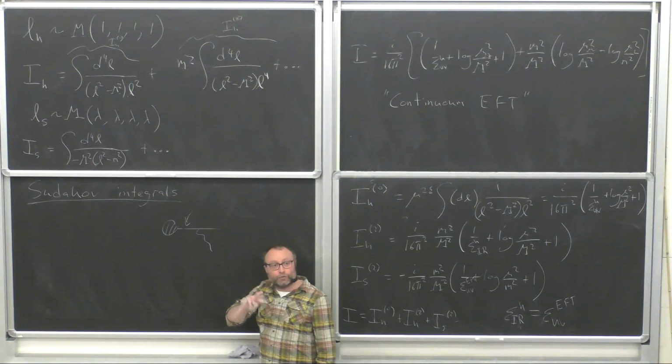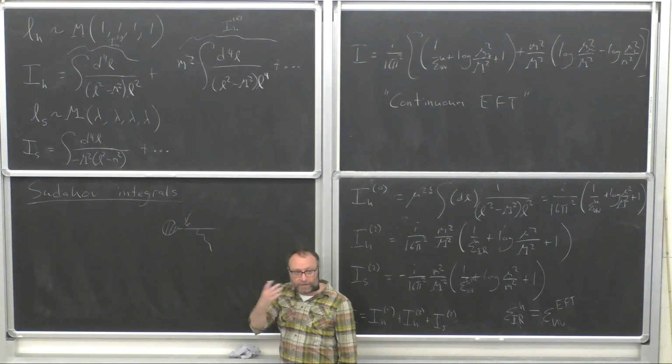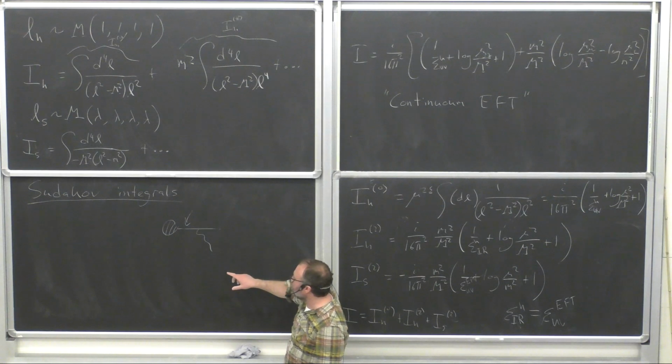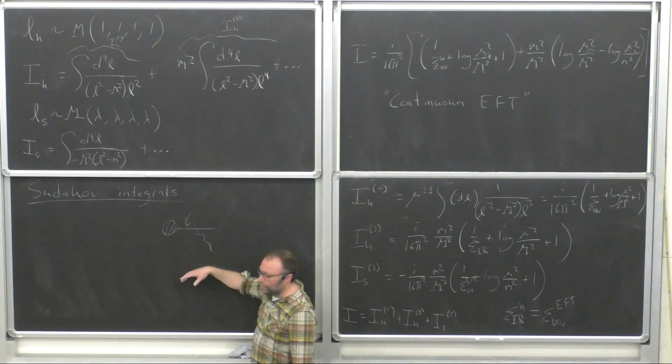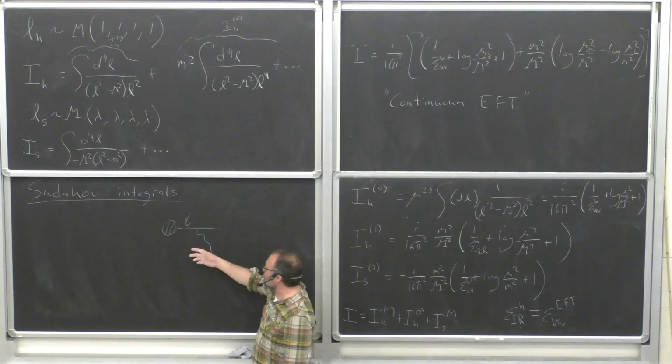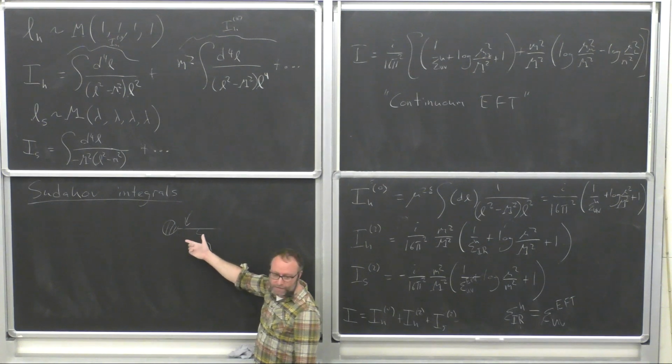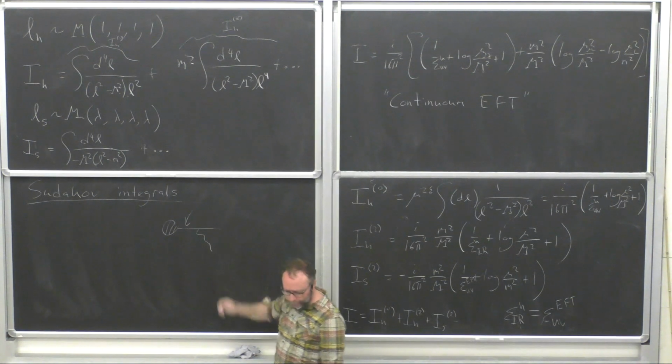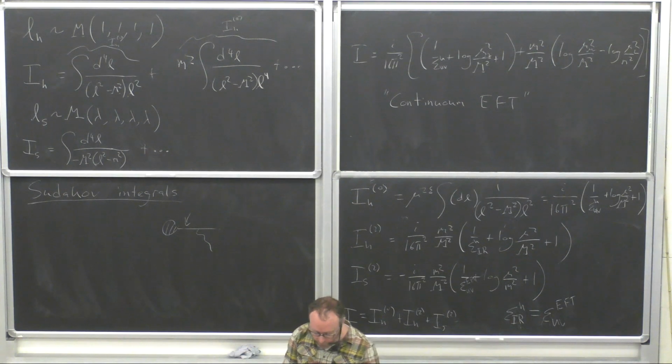And so it's those two kinematic configurations that give us the so-called soft and collinear divergences of QED. Anyway, all this stuff is reviewed in my TASI lectures if you're unfamiliar with it, but this is an important and famous property of QED.